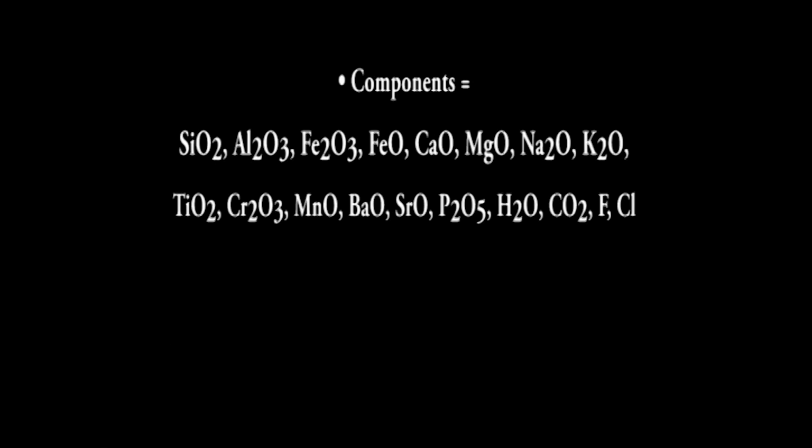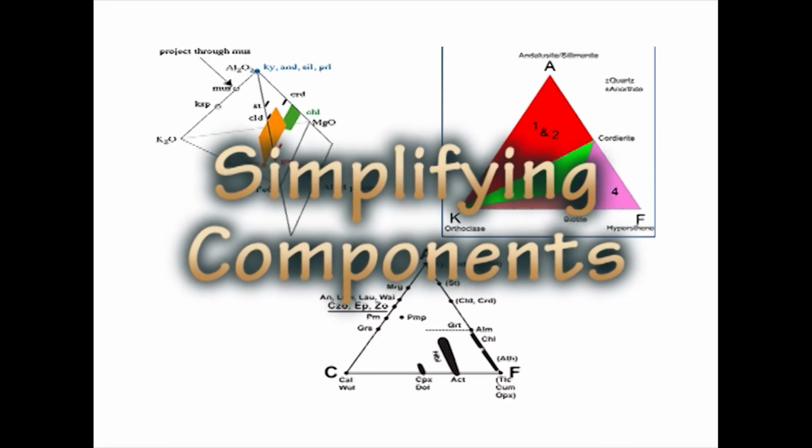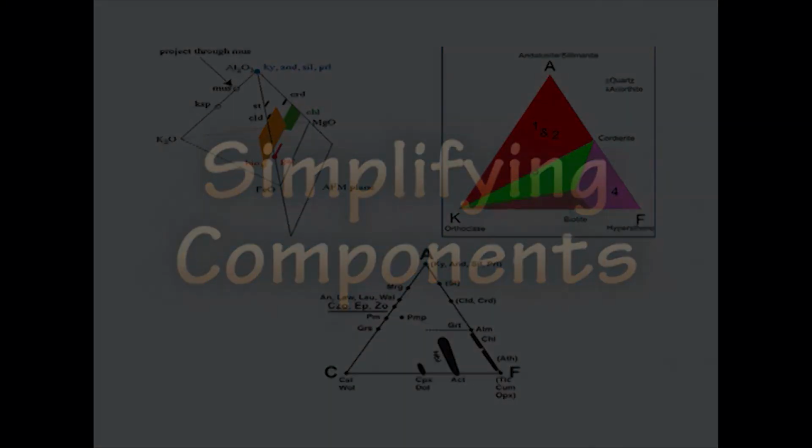Components: SiO2, Al2O3, Fe2O3, FeO, CaO, MgO, Na2O, K2O, TiO2, Cr2O3, MnO, BaO, SrO, P2O5, H2O, CO2, fluorine, chlorine. We can plot a maximum of 3 components using triangular diagrams.